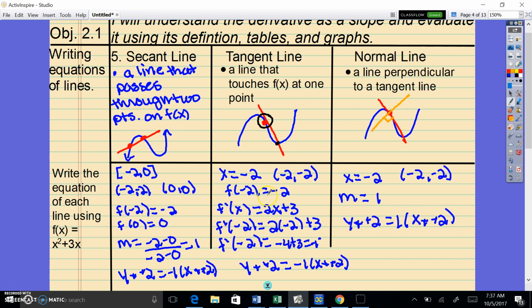Okay? So hopefully this video helps you understand how to evaluate the derivative. And then here's how you write a secant, here's how you write a tangent, and here's how you write a normal. All right, see you guys tomorrow.